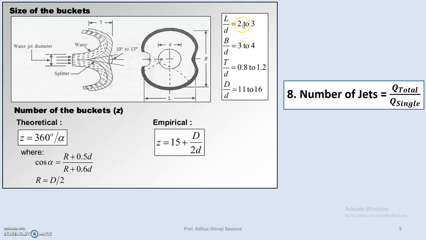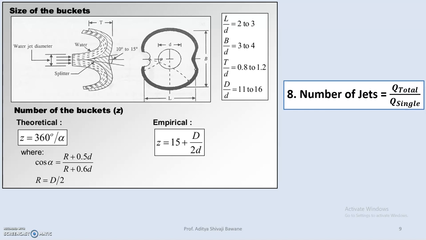Next, to calculate the length of the bucket, we have the formula L by D equal to 2 to 3. Generally it is taken as 2.5, where L is nothing but the length of this and D is nothing but the diameter of jet. Similarly, B is the width, B by D equal to 3 to 4. Next, T by D equal to 0.8 to 1.2, that is thickness, and capital D by small d is nothing but the jet ratio, which is generally taken as 12.